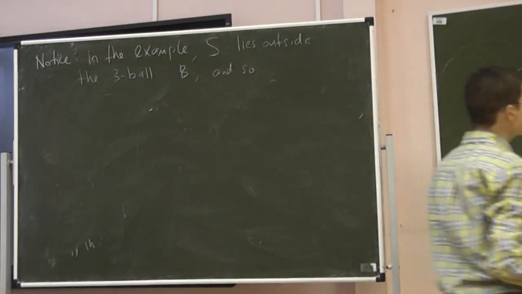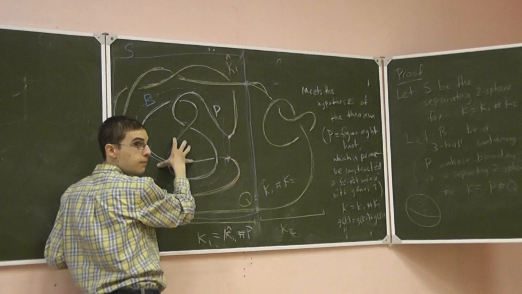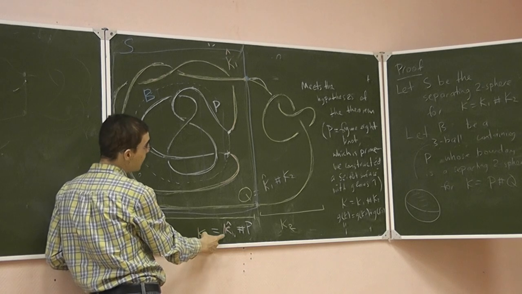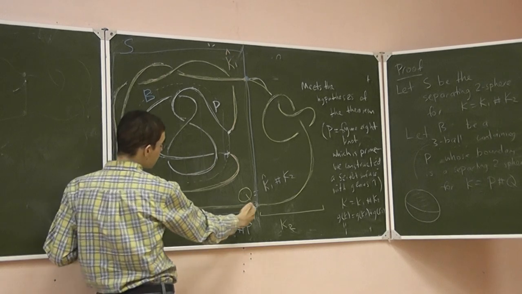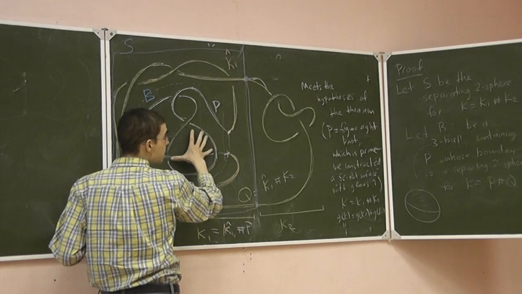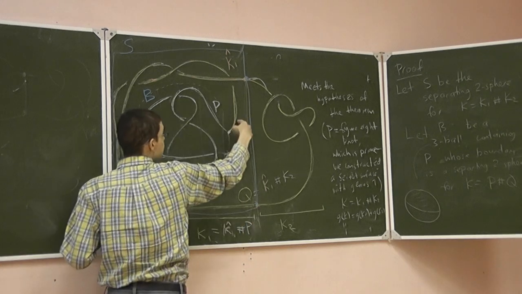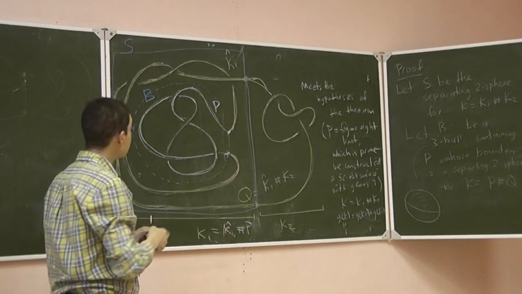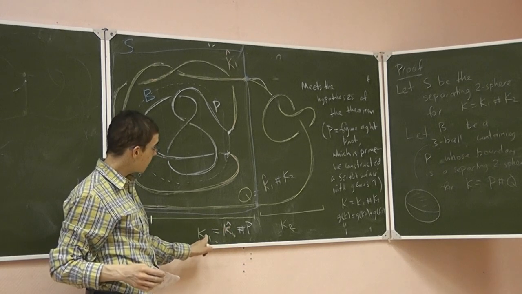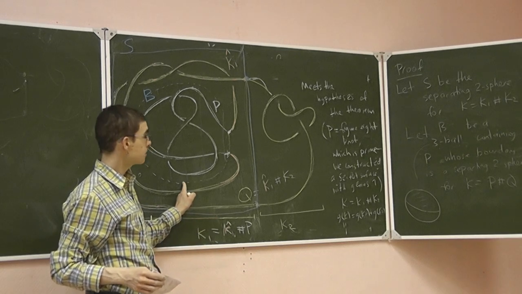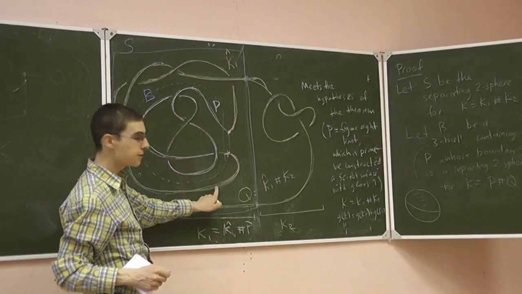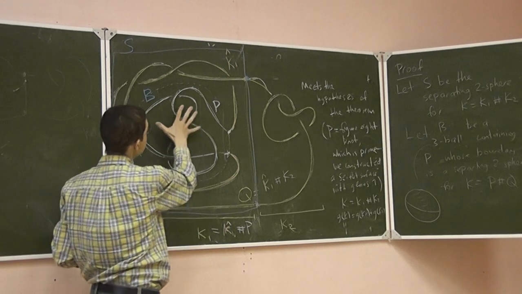Now, if we have the situation where the two-sphere lies outside the ball, then we showed how to prove the theorem. We take K1 hat to be the part of the knot on the side of the two-sphere outside of the ball. So in the setup, we take K1 hat to be the part of K1 outside the ball. Take K1 and subtract from K1 the interior of this ball, and we're left with the red, just this outside red.